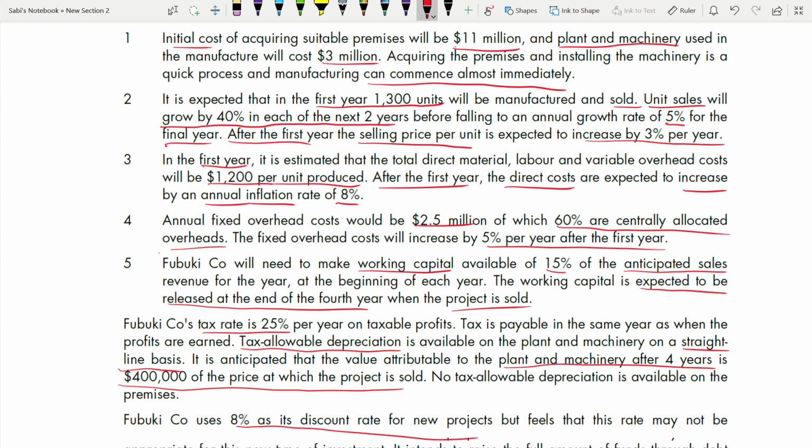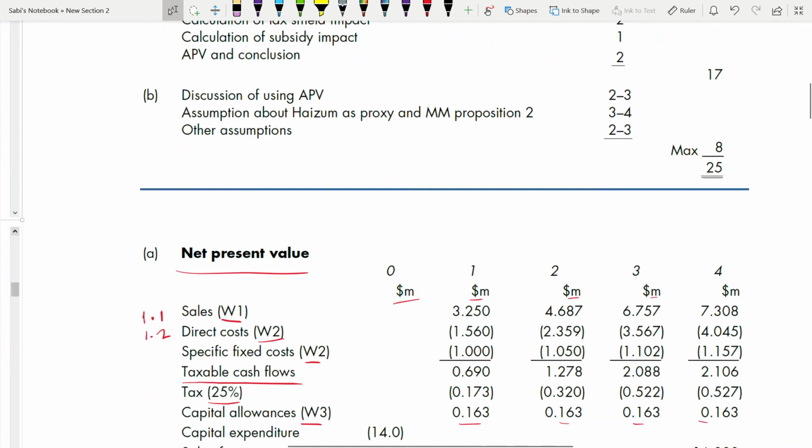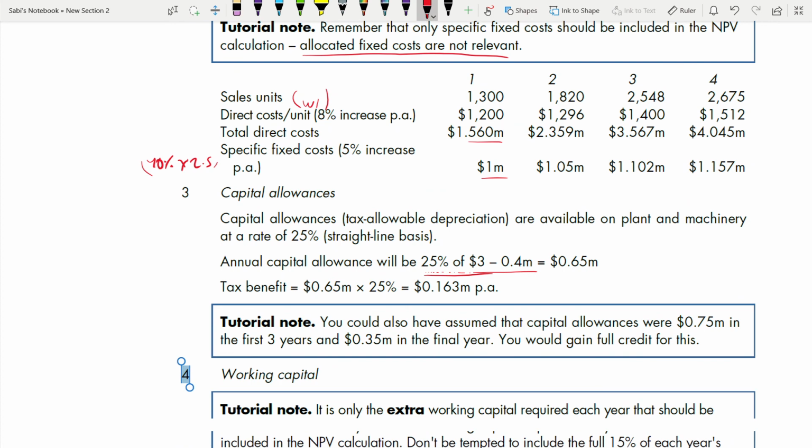No tax allowable depreciation is available on premises. So that's why we are deducting from 3 million 0.4, that means 400,000 from 3 million. So the annual capital allowance 25%. Why 25%? Because it is same as 3 minus 0.4 divided by 4 for 4 years. It is the same, right? 25% for 4 years, or divide by 4, is the same only. You will get 0.65 only, straight line basis, right? On this 25% tax benefit is this per annum.